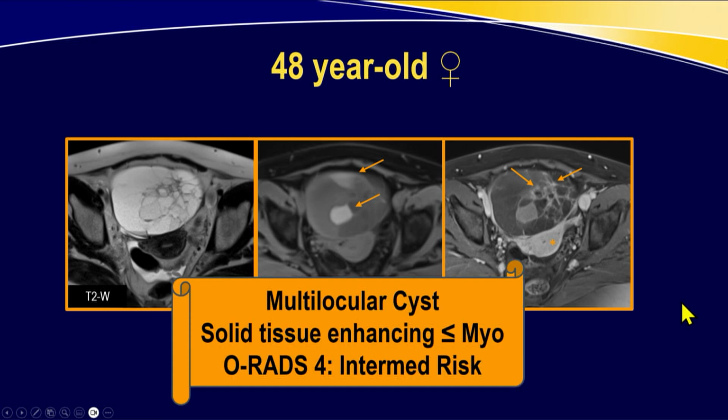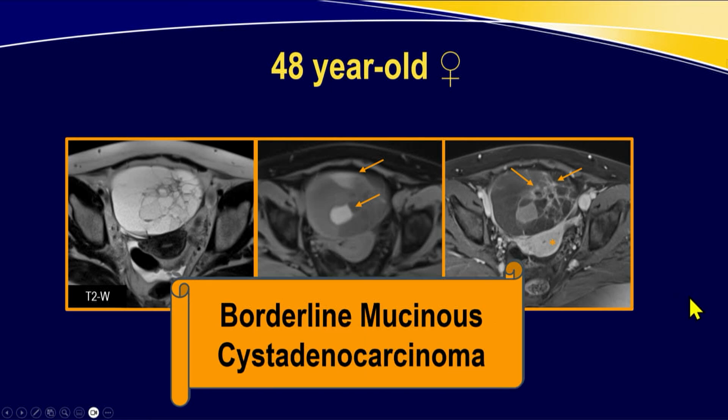So multilocular cyst, solid tissue, enhancing less than the corresponding myometrium. Remember, at 30 to 40 seconds after contrast is when you do the comparison, and this is an O-RADS 4 intermediate risk lesion, and this turned out to be a borderline mucinous cystadenocarcinoma.